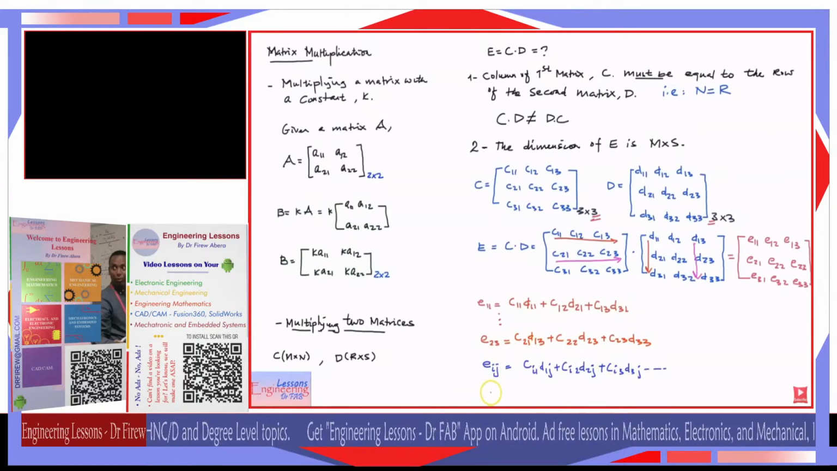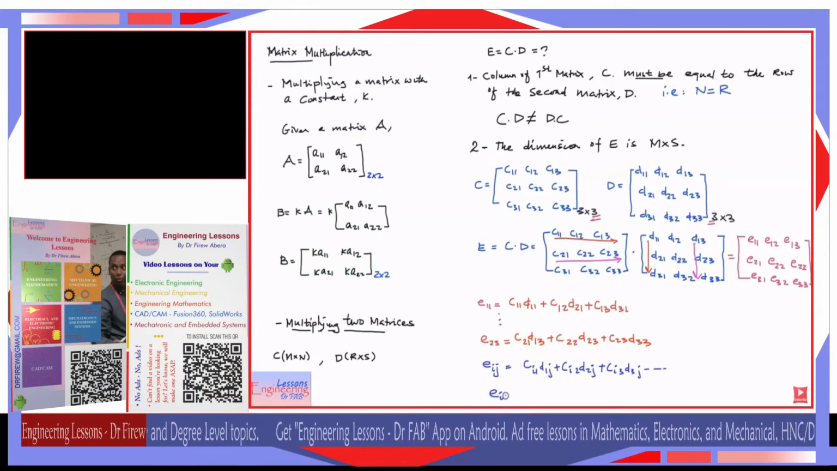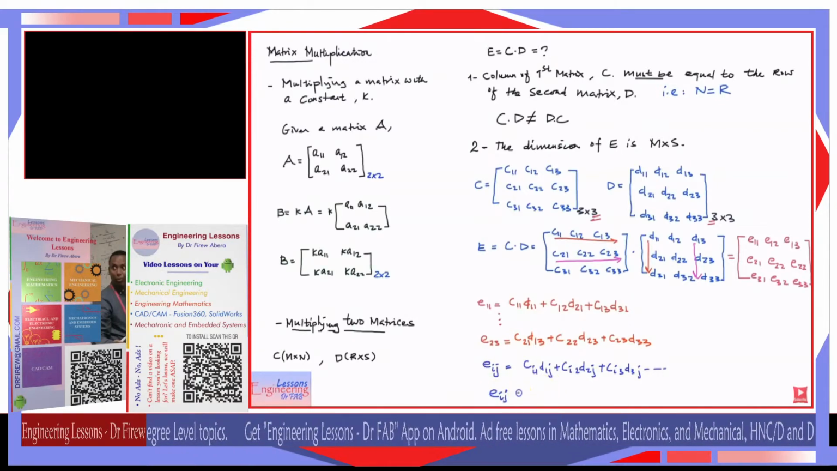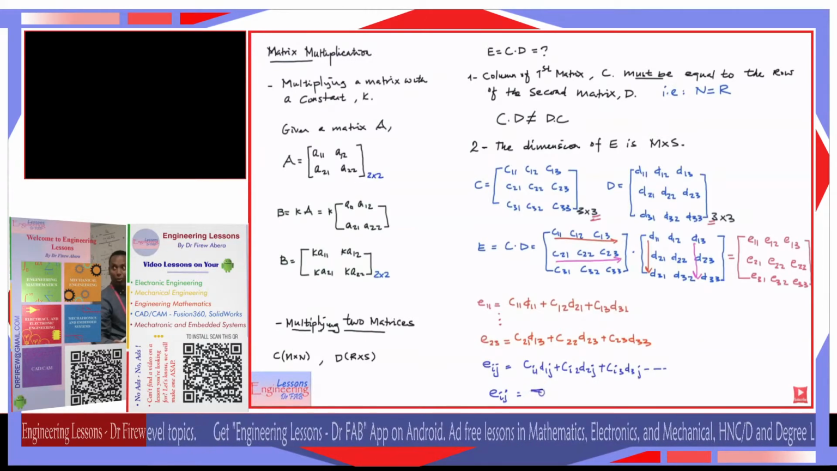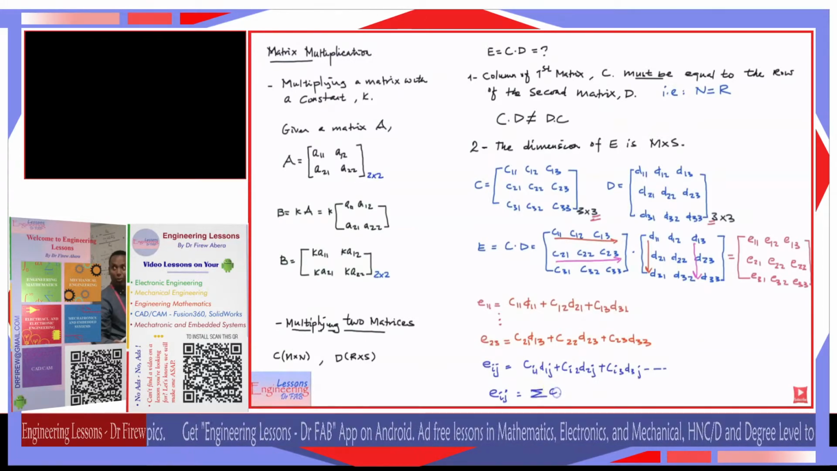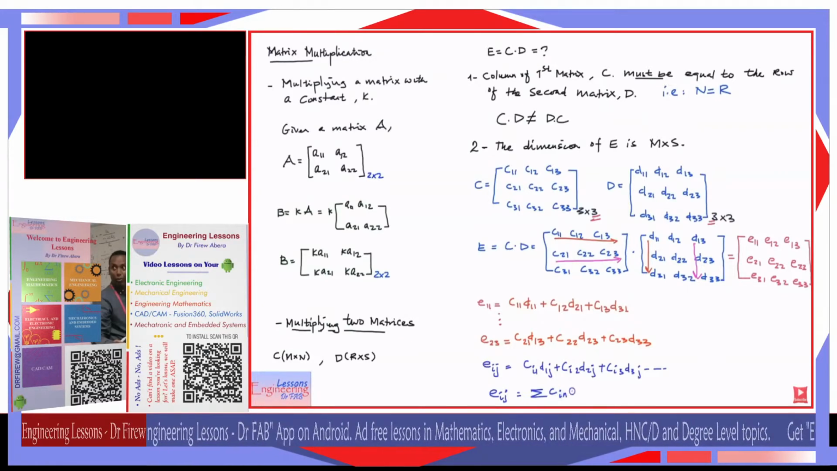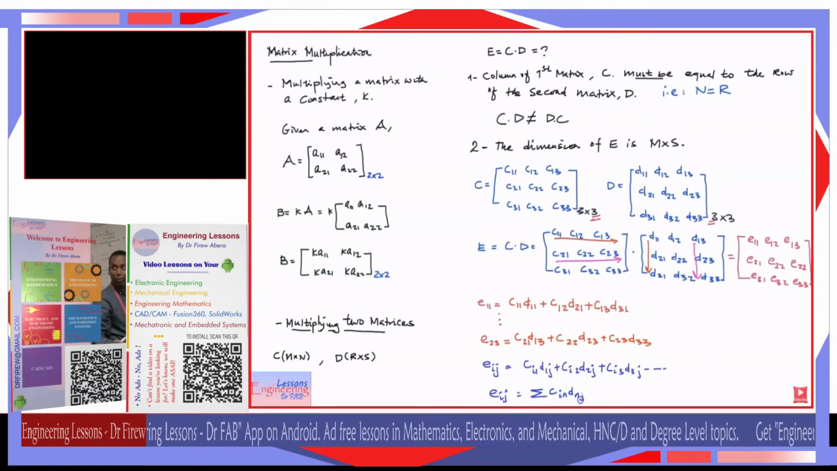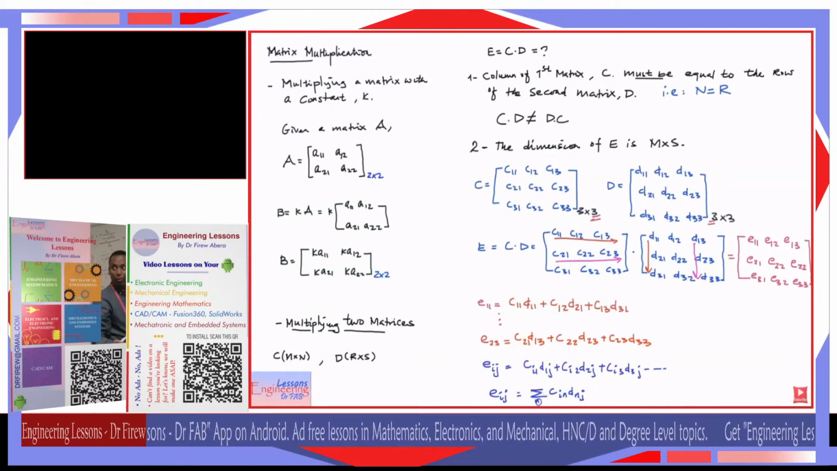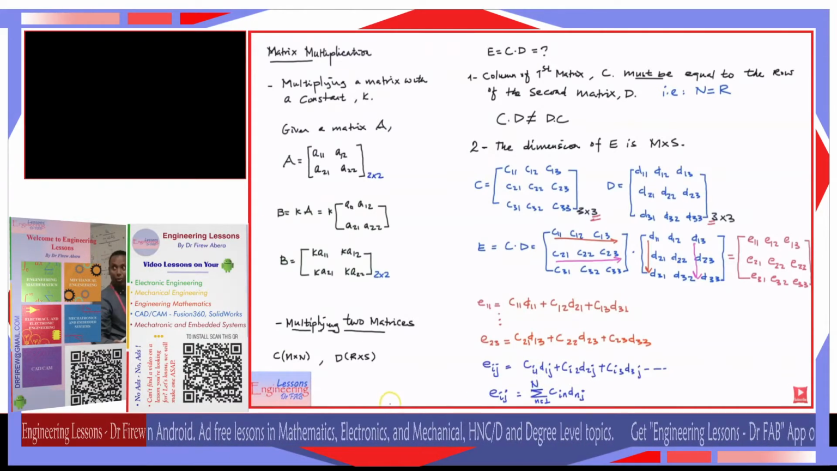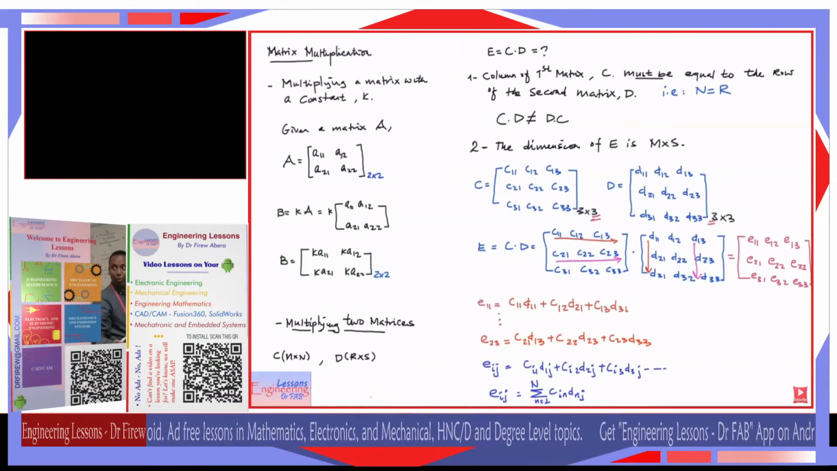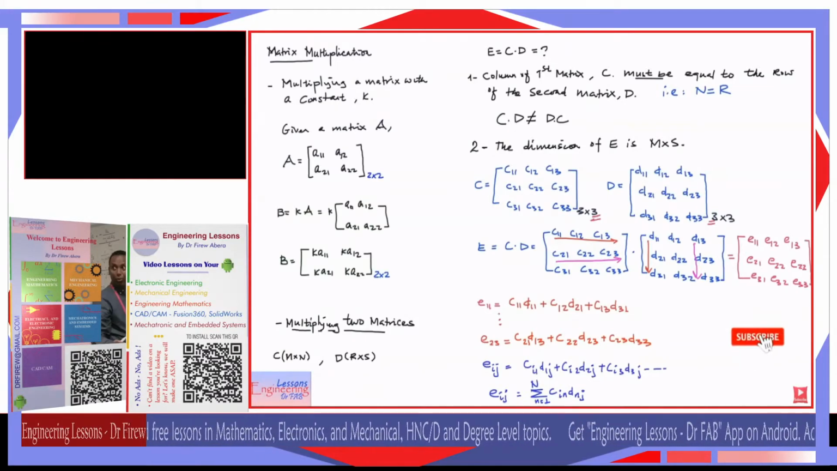So we can generalize that. Eij is really the sum of all Cin times Dnj, with n running from 1 to capital N, where capital N is the number of columns of the first matrix.